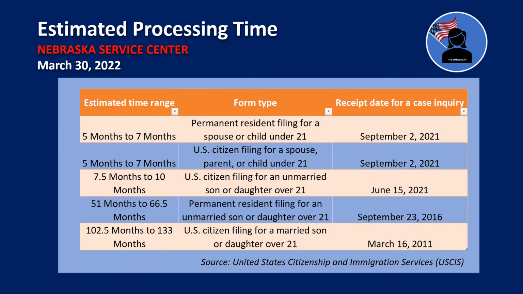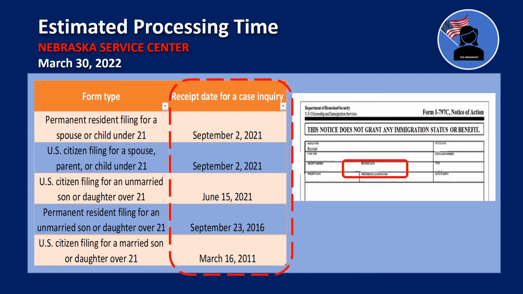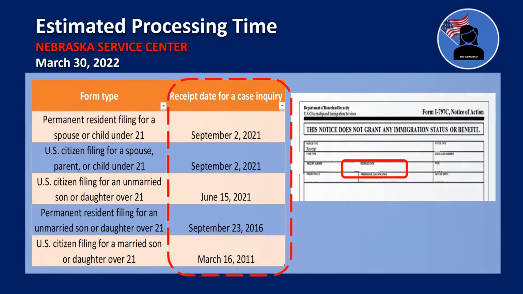Here is the processing time at Nebraska Service Center. If you submitted your form to the Nebraska Service Center, and the receipt date in your Form I-797 is before the dates shown here, and you haven't received anything yet from USCIS, you may submit an outside normal time service request online in the USCIS website.